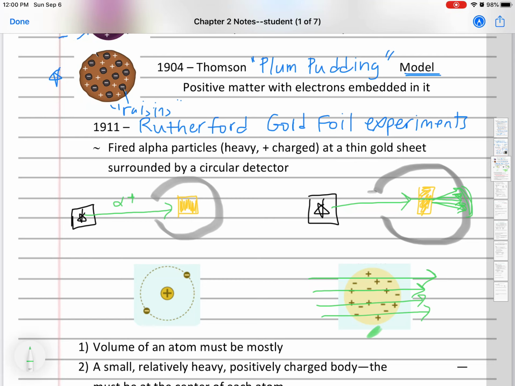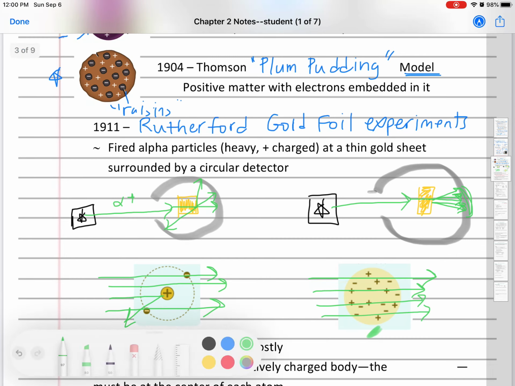If the Saturn model was correct, the rays would go through in all the negative space, but if they hit that positively charged center, they would bounce off because the alpha particles are positively charged and like charges repel. And so the results would be that some of the alpha particles would go straight through the foil, some of them would deflect a little bit, and some of them might deflect a lot and actually bounce almost all the way back.